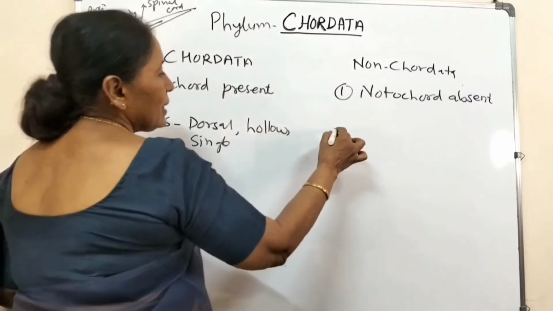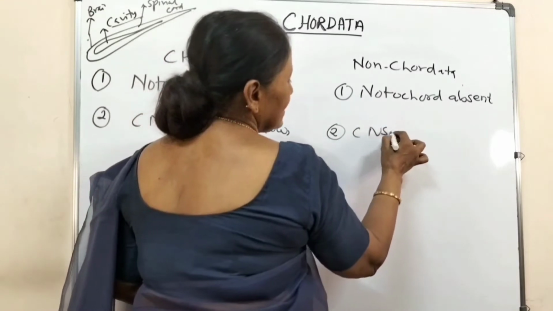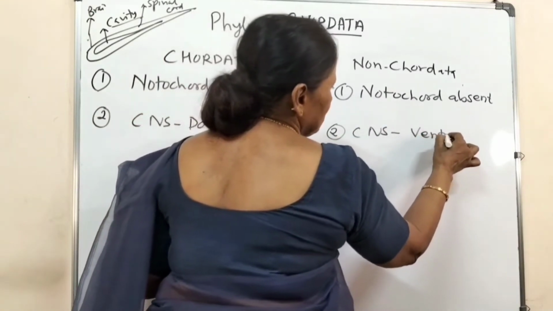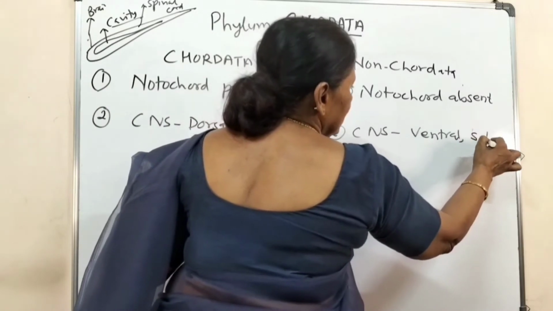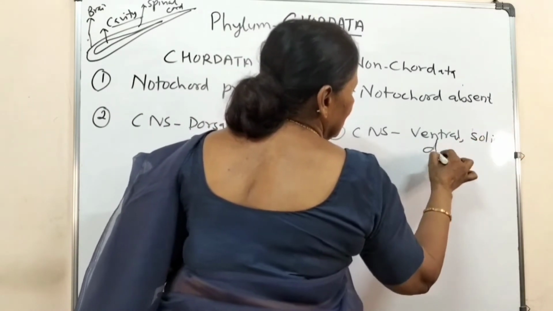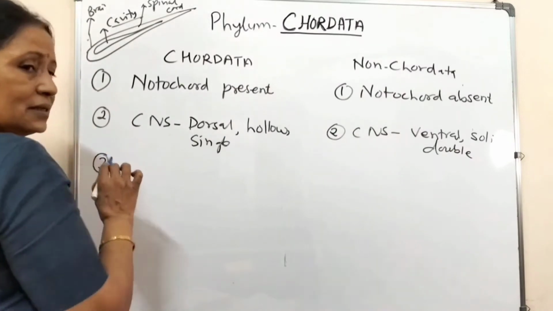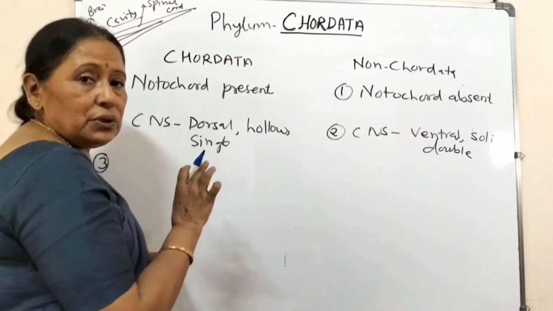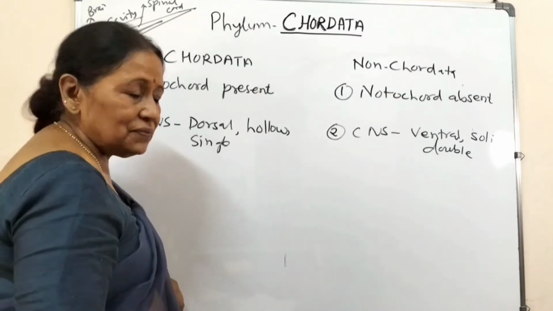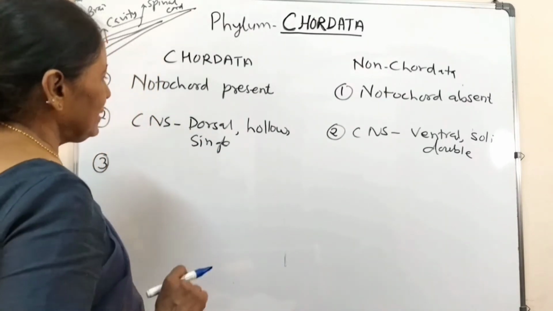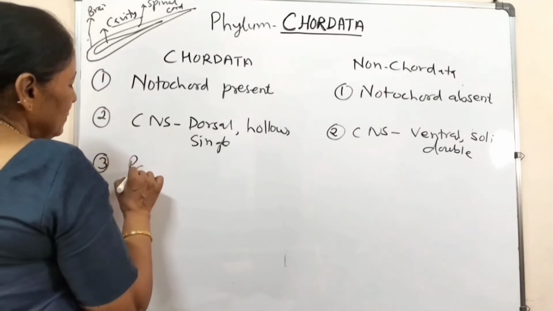Whereas in non-chordates, this CNS is ventral, just opposite. This one is hollow, whereas this one is solid. Ventral, solid and double. Third, these 3 points only you have to take first. These are the 3 characteristic features of the chordates. The rest 2 we will write after that. This is paired.